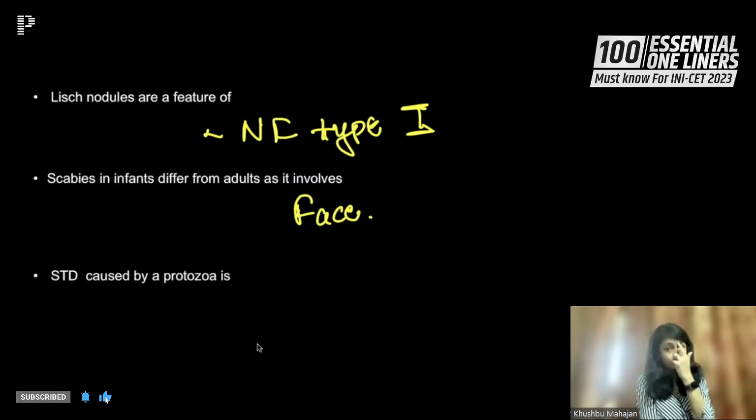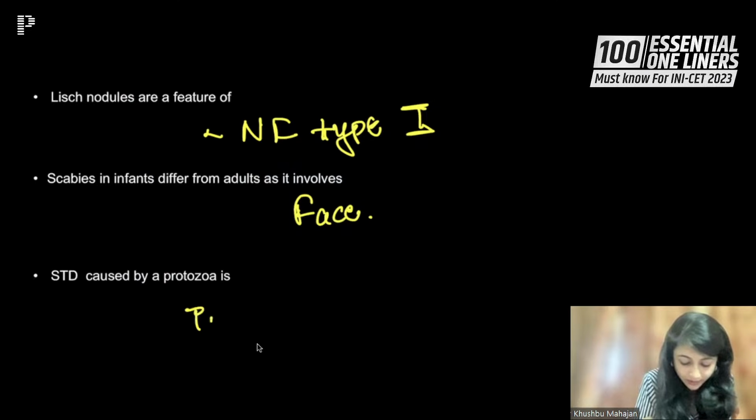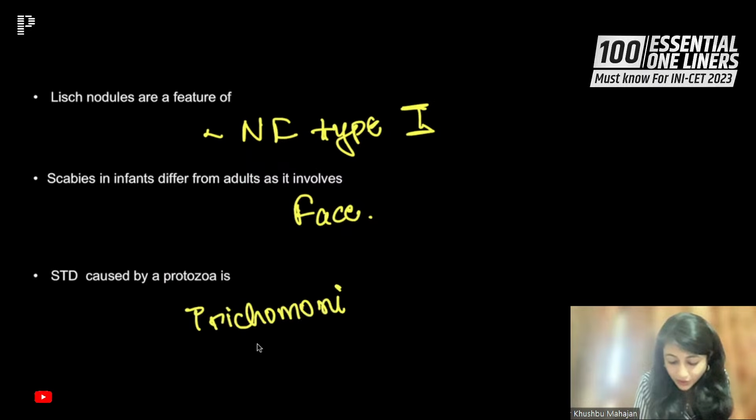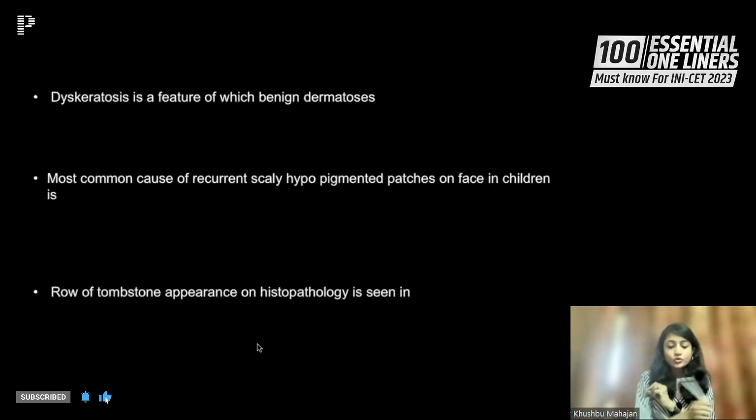Adults scratch. Next question. STD, which is caused by a protozoa. Tell me an STD which is caused by a protozoa. That was quick, Siddharth. Trichomoniasis is the correct answer. So trichomoniasis caused by Trichomonas vaginalis is the correct answer, which is a protozoa.